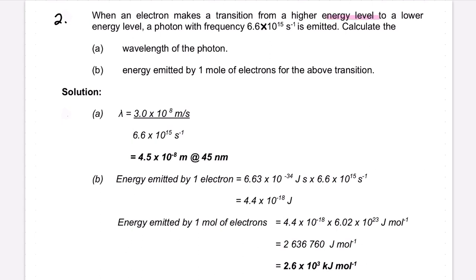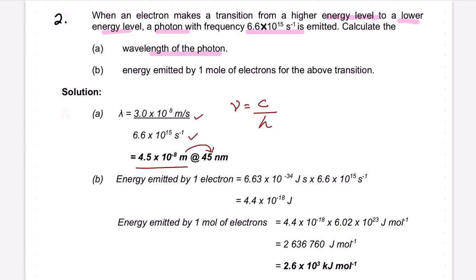When an electron makes a transition from a higher energy level to a lower energy level, a photon with frequency 6.6 times 10 to the power of 15 is emitted. Calculate the wavelength of the photon. So again, we are using the same equation as before, whereby frequency equals speed of light over wavelength, lambda. So rearrange the equation and substitute in the corresponding values. You will get a final answer which can be converted into nanometers.